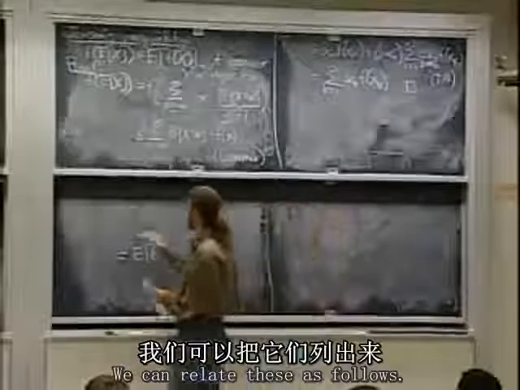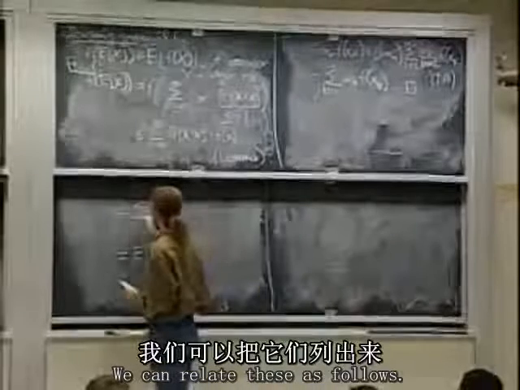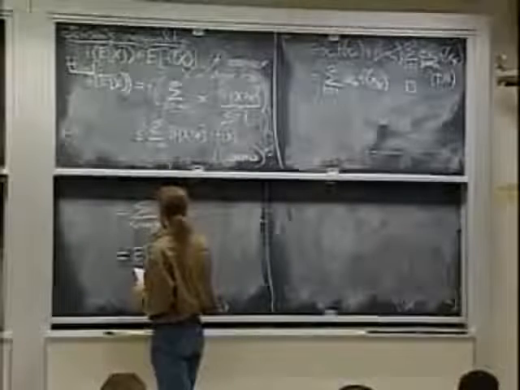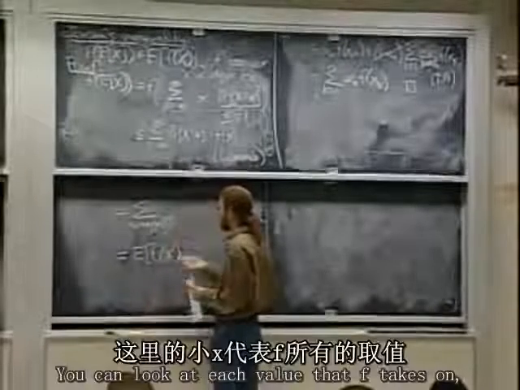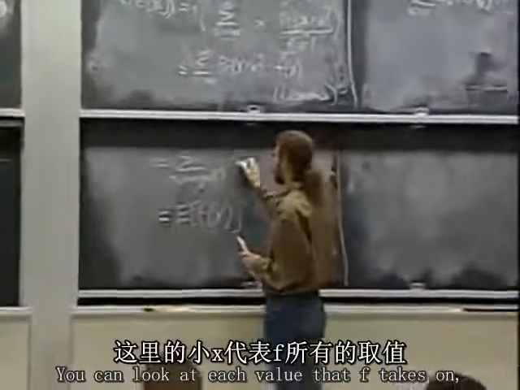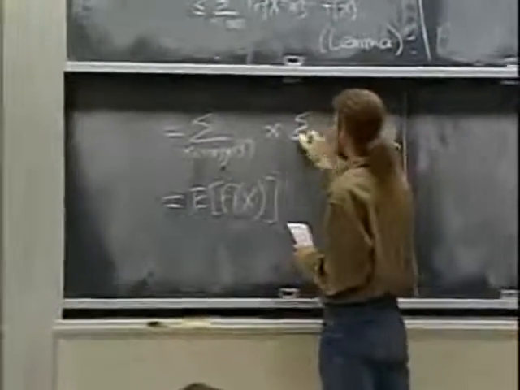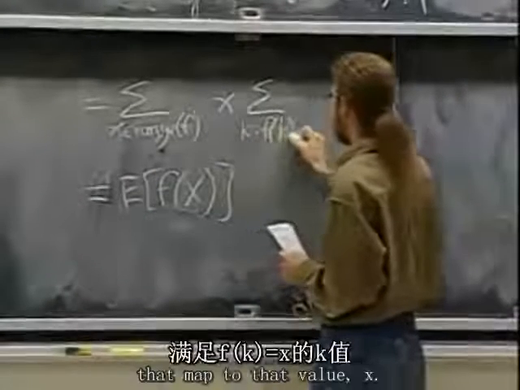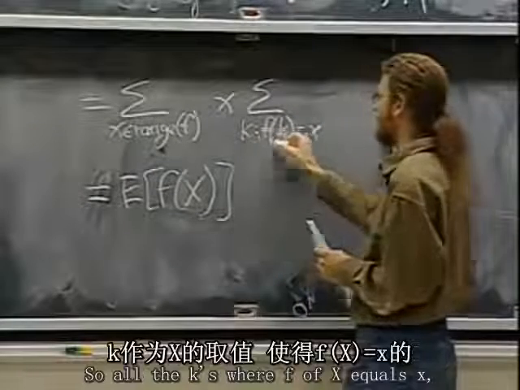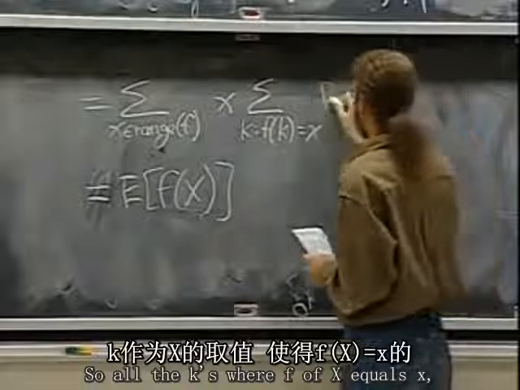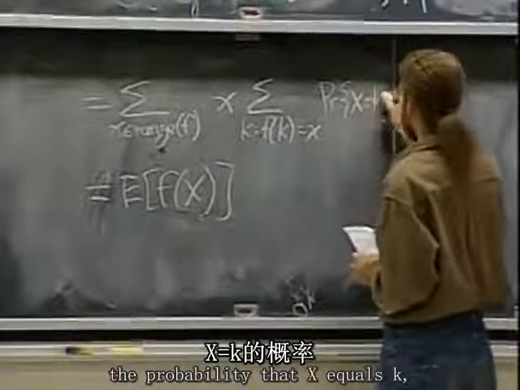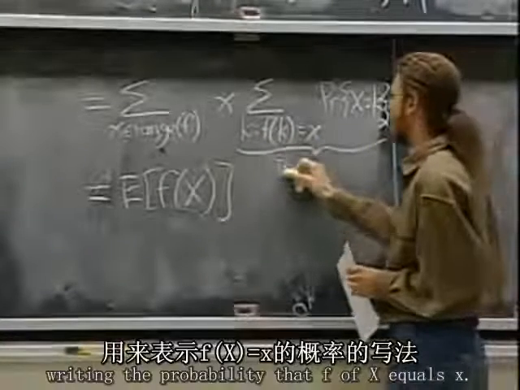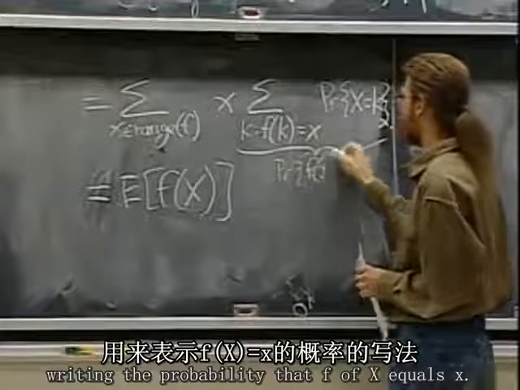We can relate these as follows. Not too hard. You can look at each value that f takes on and then look at all the values k that map to that value x, so all the k's where f of k equals x, the probability that X equals k. This is another way of writing the probability that f of X equals x.